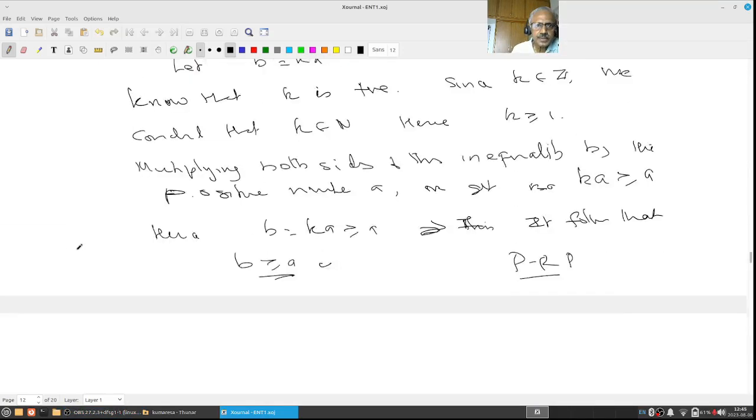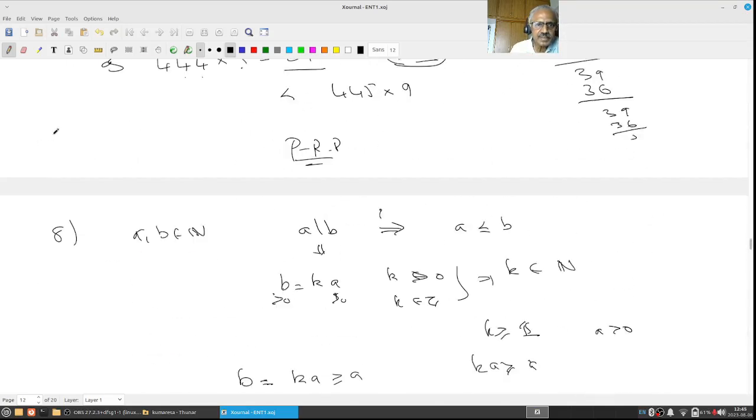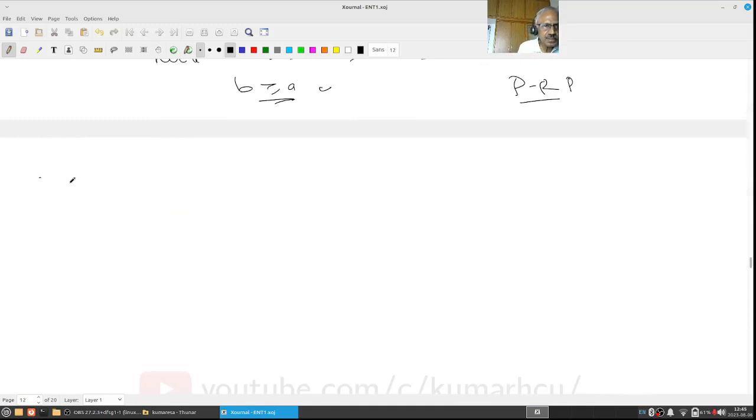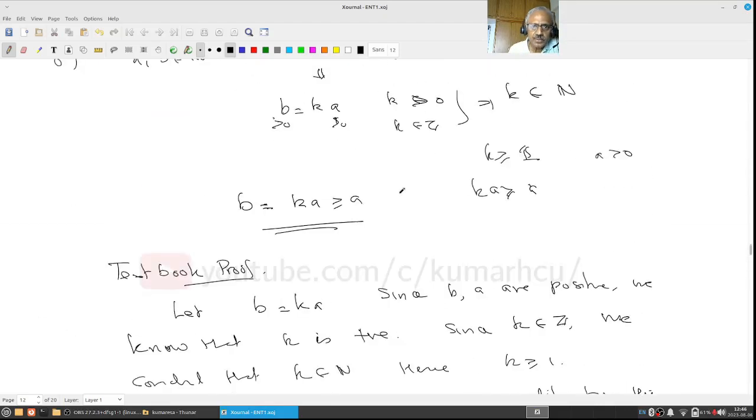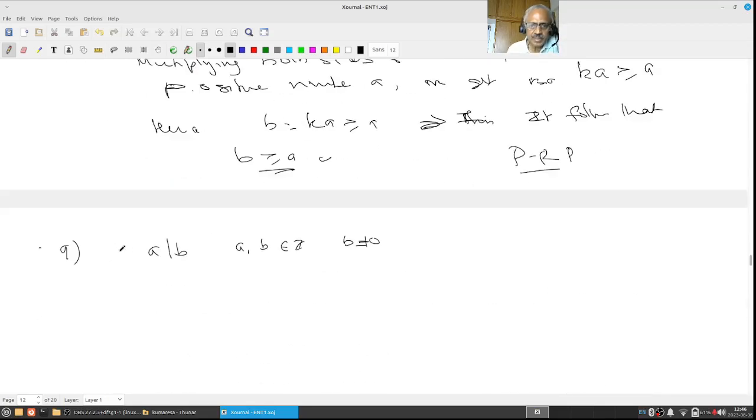Therefore, now let us see. Now this is 8th, I think, right? Let me go to 9th. Now let us look at 9. If A divides B, and A and B are integers, and B is non-zero. Both are natural numbers. You understand that? Then I want to say mod A is less than or equal to mod B.